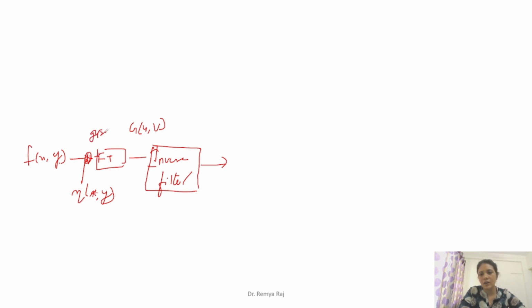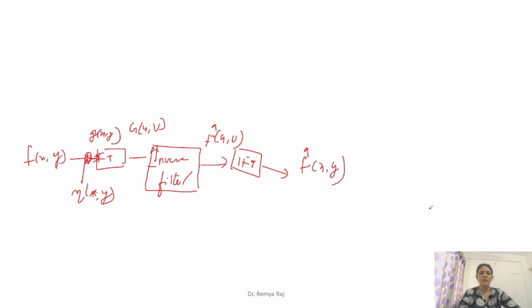After that you'll be getting g of x comma y, and after taking the Fourier transform you'll be getting g of u comma v, and this g of u comma v is passed through an inverse filter. Then you get F cap of u comma v, and again you give it to an inverse Fourier transform. Finally you'll be getting F cap of x comma y. So this is the block diagram of the inverse filtering.